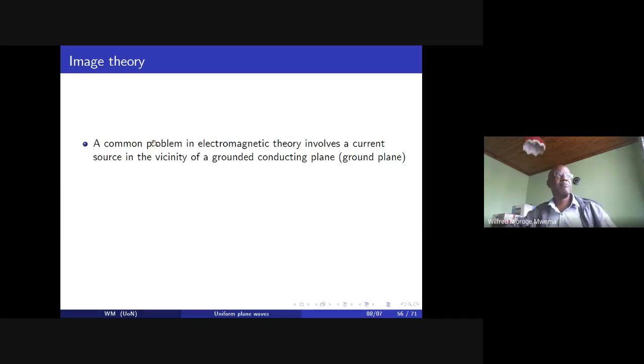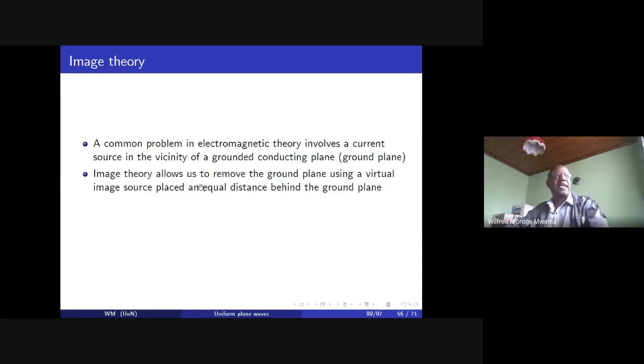So a common problem in electromagnetic theory will always involve a current source that is placed in the vicinity of a grounded conducting plane. That is, you may have a wire above a grounded plane or a conducting plane that is connected to Earth, so to speak. So image theory then allows us to remove that ground plane using what we call the virtual image source, placed an equal distance behind the ground plane itself.